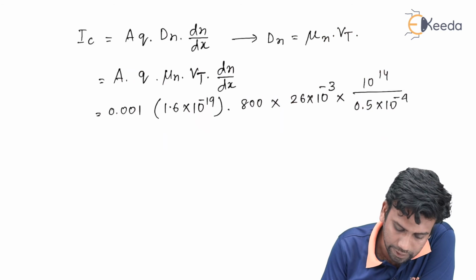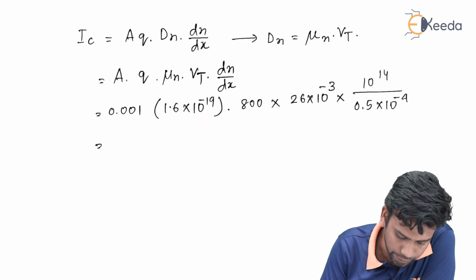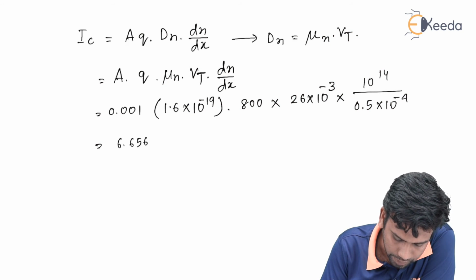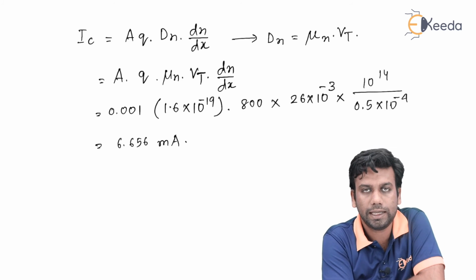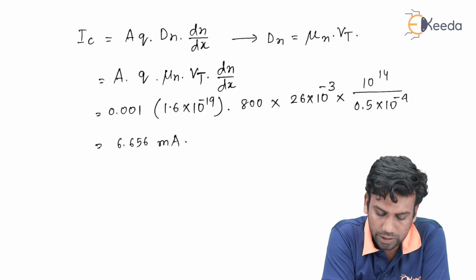So we can find the value of the IC. It will be 6.656 milliampere. So this is the total collector current in the given NPN bipolar junction transistor.